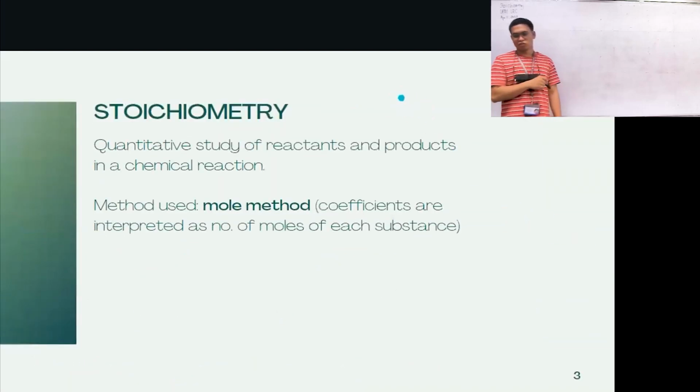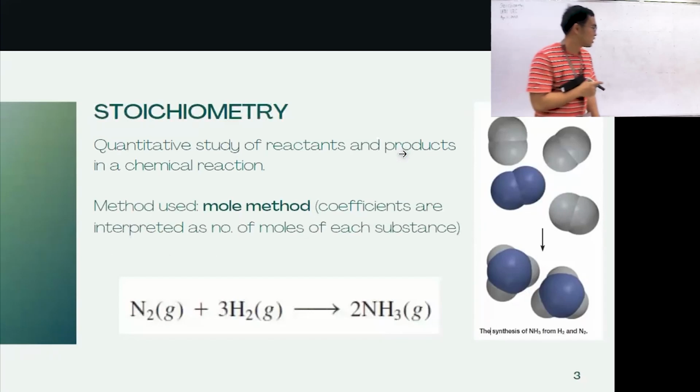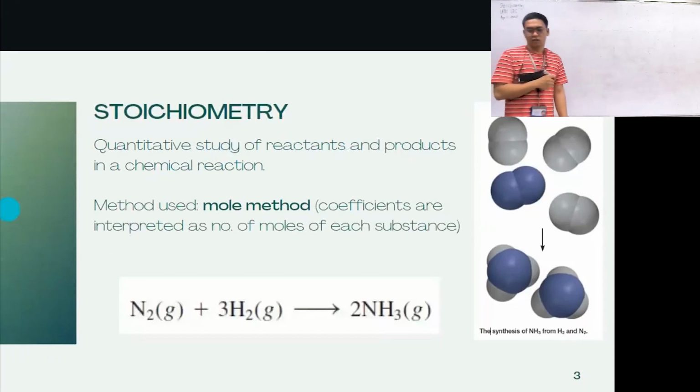By definition, stoichiometry is the quantitative study of reactants and products in a chemical reaction. The method that we use is the mole method, where the coefficients are interpreted as the number of moles of each substance. For example, on the right we have the synthesis of ammonia from nitrogen gas and hydrogen gas. The general equation is nitrogen gas plus 3 moles of hydrogen gas equals 2 moles of ammonia.